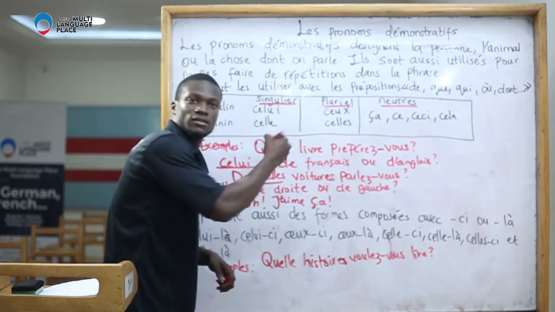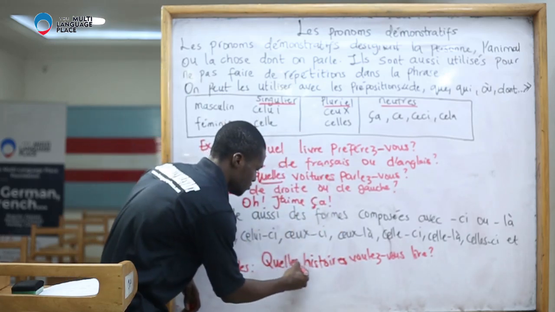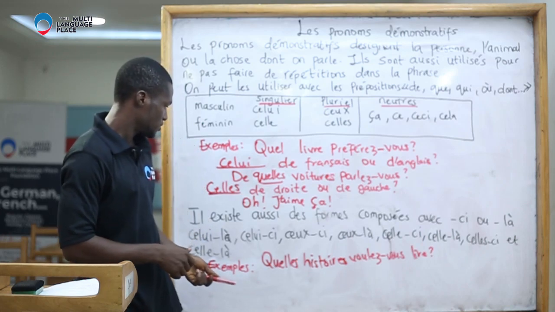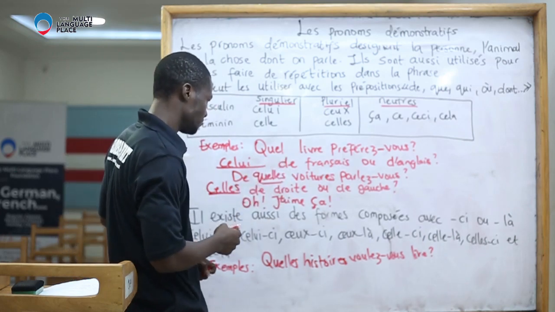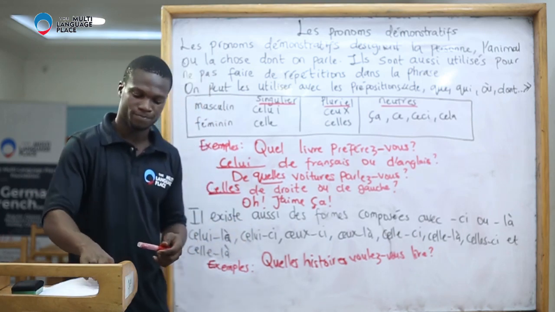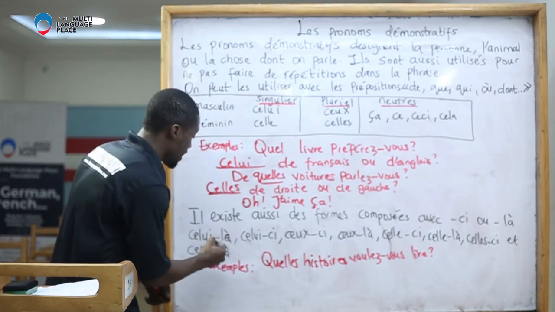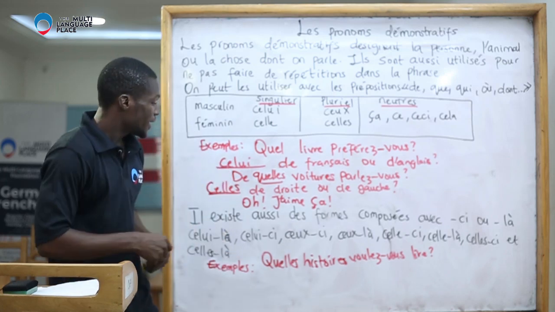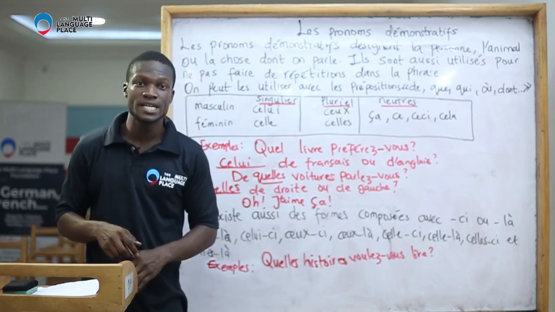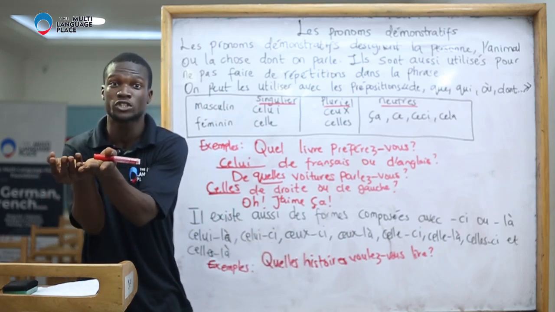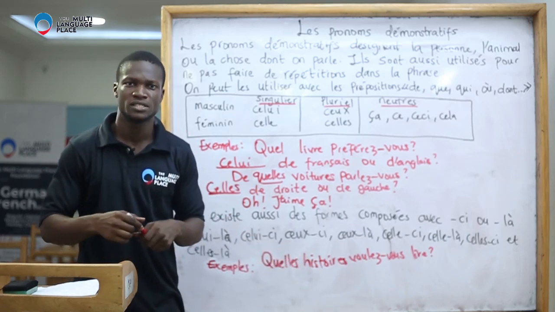Let's make it plural. Quelle histoire? Plural also. Le pluriel, c'est là, avec S. Quelles histoires voulez-vous lire? Which histories, which history books, do you want to read?